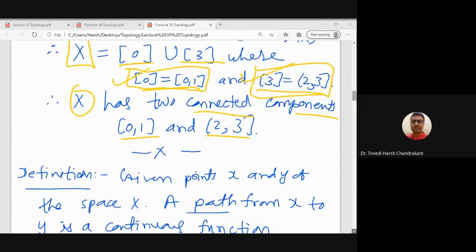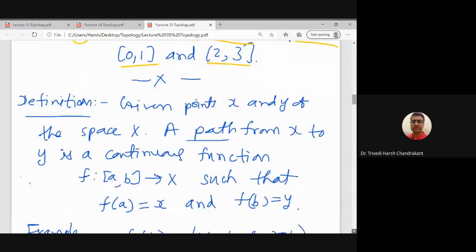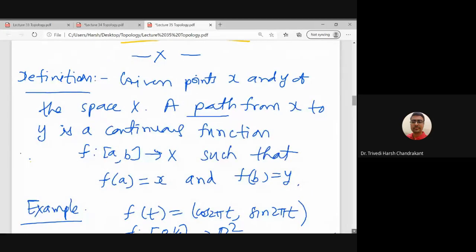So we have used here the fact that a closed interval and a half-open interval are connected topological spaces as subsets of R. So let us see one important definition which helps us identify some of the subsets of the real line which are connected.